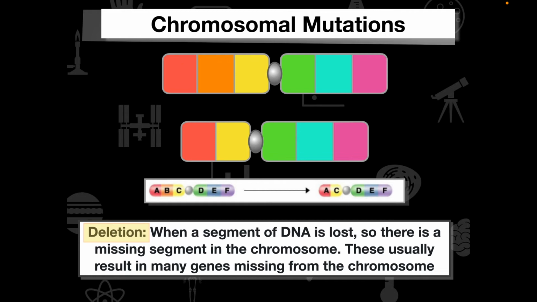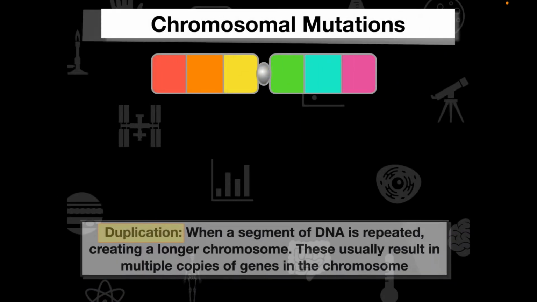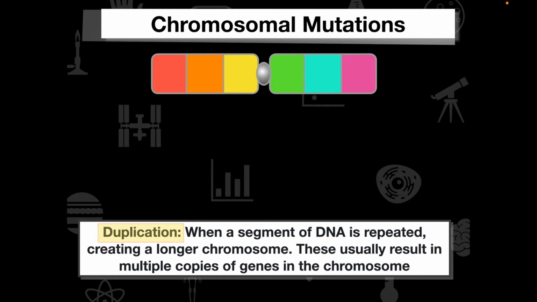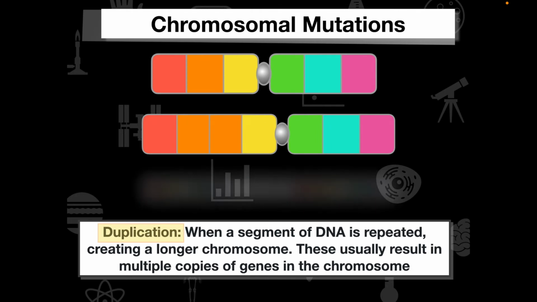The top part is representing a chromosome, and each of the different chunks of the colors is represented as parts of that chromosome. In a deletion, we are losing a chunk of that chromosome. All right, so let's look at that same diagram, but now let's look at a duplication. This is when a segment of DNA is repeated, creating a longer chromosome, where we usually see a result in multiple copies of genes along the chromosome here.